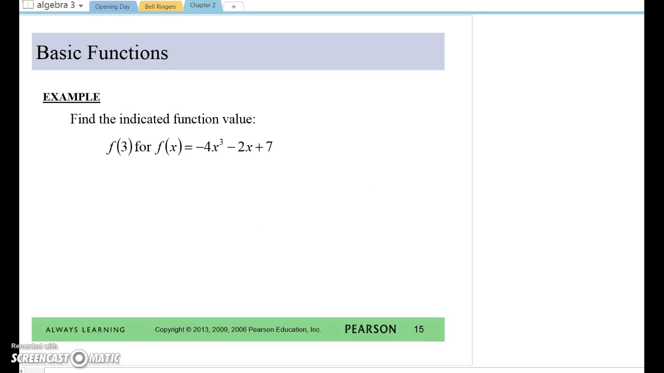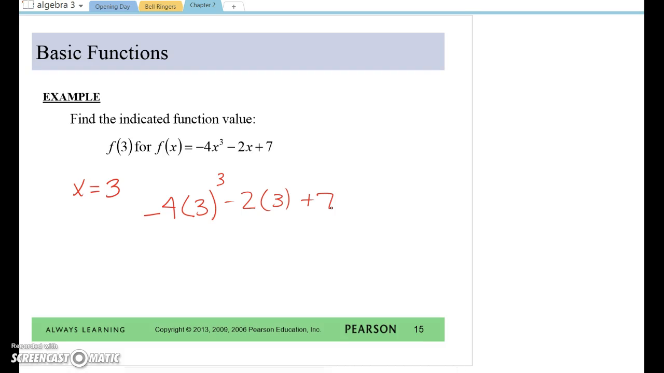Alright, so this example here, f of 3 for the function f of x equals negative 4x cubed minus 2x plus 7. So all that is telling you to do is find the function when x equals 3. So we're going to find the value when x is 3. So we're going to take 3 and we're going to plug it in for x. So we have that.